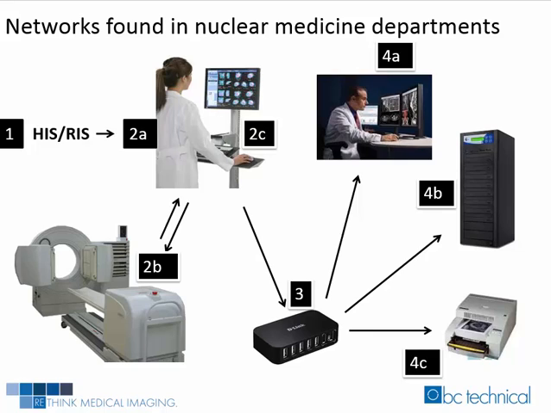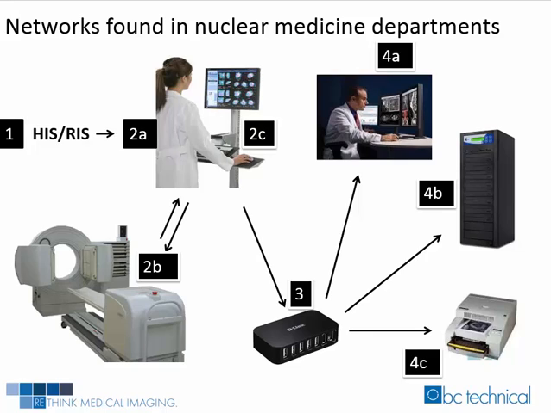2B is the camera. This is where the patient is scanned. 2C, post-processing. Once the patient's scan is completed, the study may require post-processing, and the images and results will be transferred to a reading station, printer, and archival device.